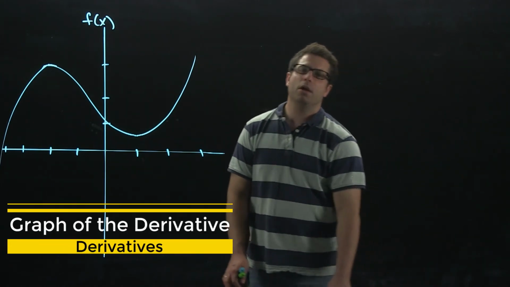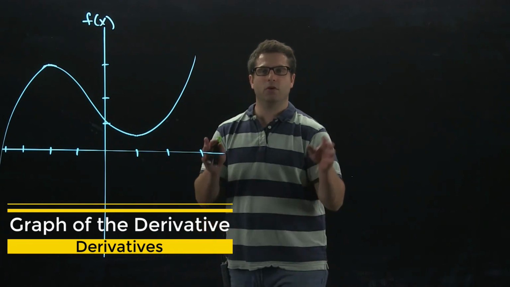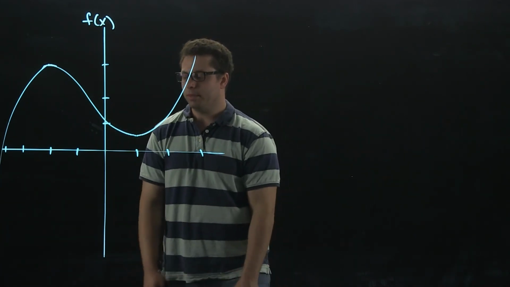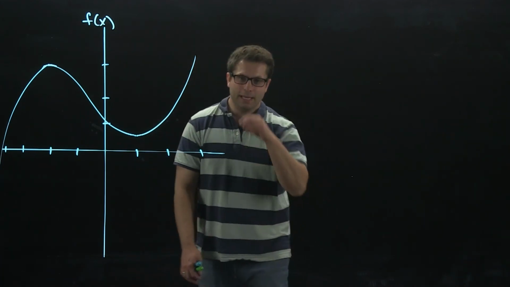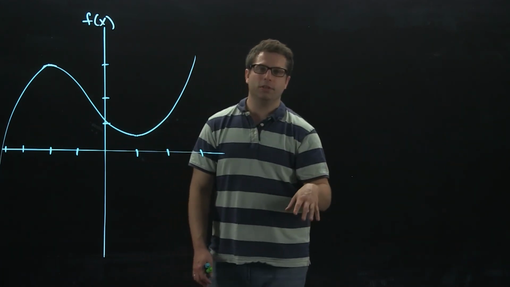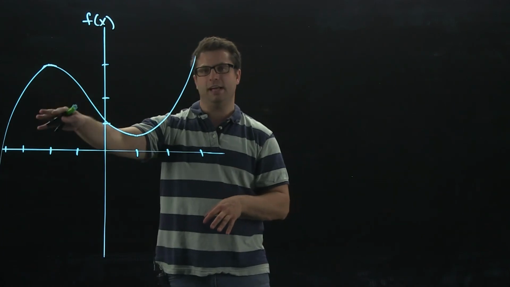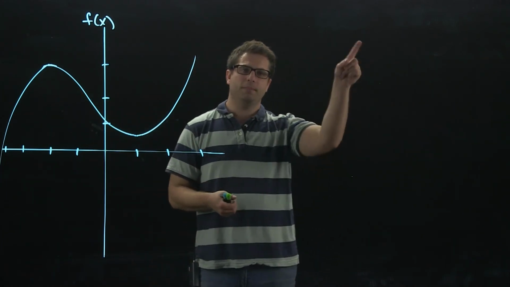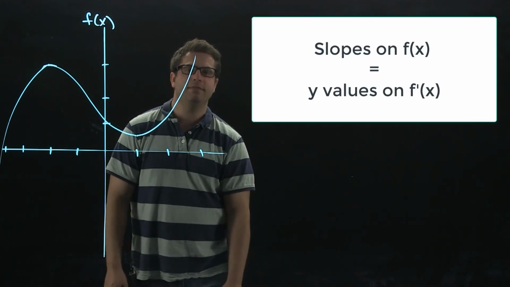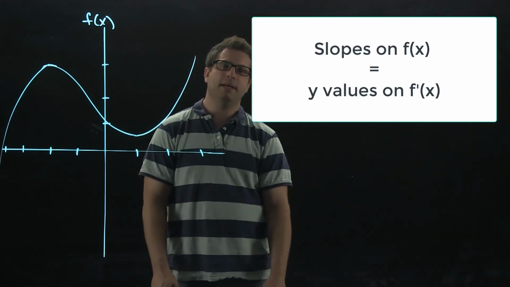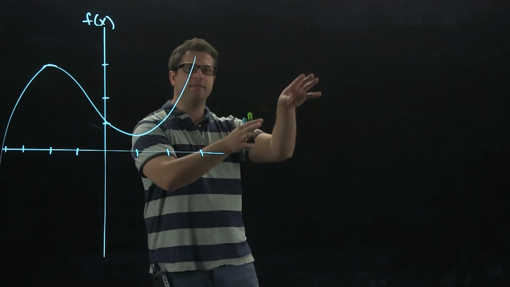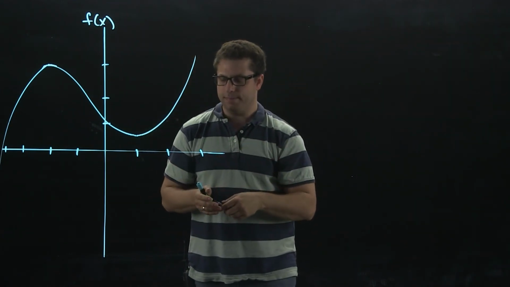In this video, we are going to create the graph of f prime given the graph of f we have right here. Now, something to note is that the derivative tells us all the slopes on the function f of x. So another way to look at this, and I'll put it up here, is that slopes on f of x are the same as the y values on f prime. All right, so we have that. Let's see how we use that.